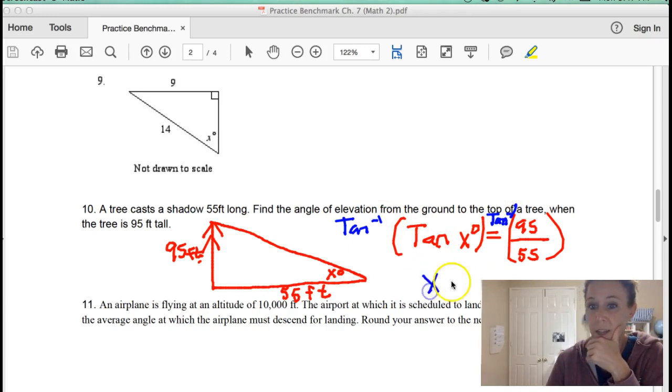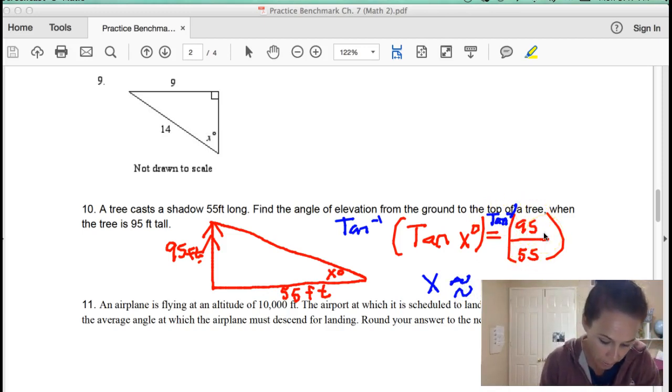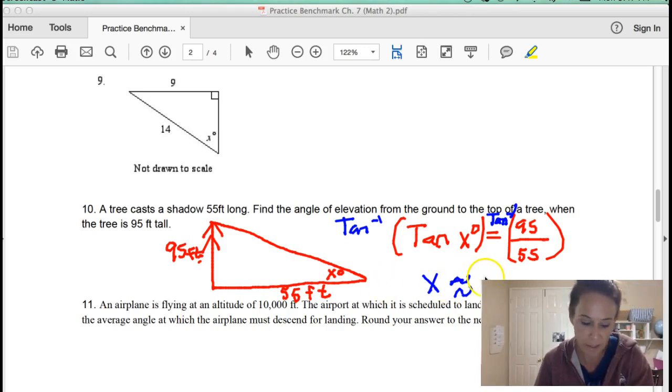And I'm going to have x equals approximately the inverse tangent of 95 over 55, and I'm going to do that on a calculator. So I do second tangent on a calculator, and I would do 95 divided by 55. And I'm going to get approximately 59.93, and if I round that to the nearest degree, it's approximately 60 degrees. All right, let's go on to number 11.